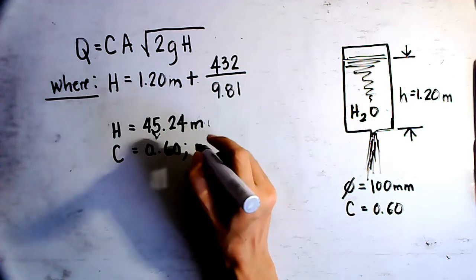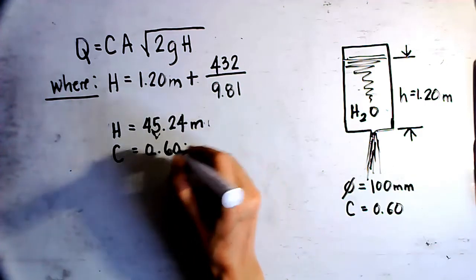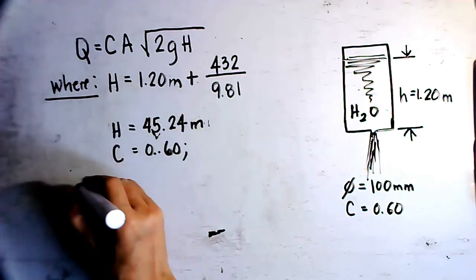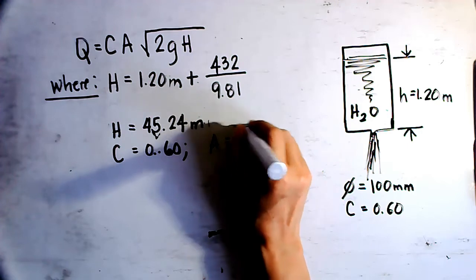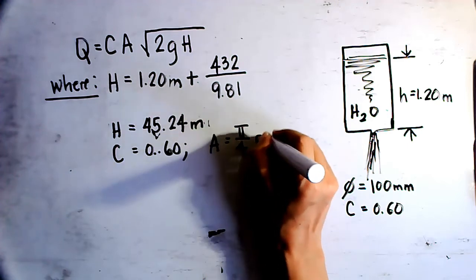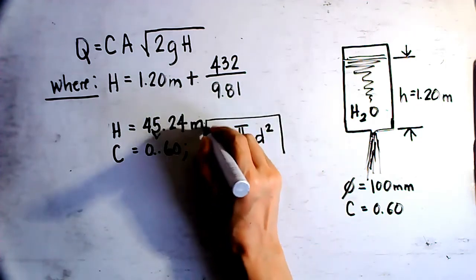And then take note that according to the problem, the value for C is 0.6. The value for diameter is 100 mm. Therefore, the area will be equal to the area of a circle, which is pi d squared over 4. We're going to use that to determine the area of the orifice.